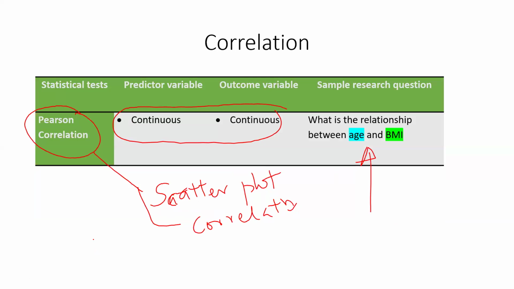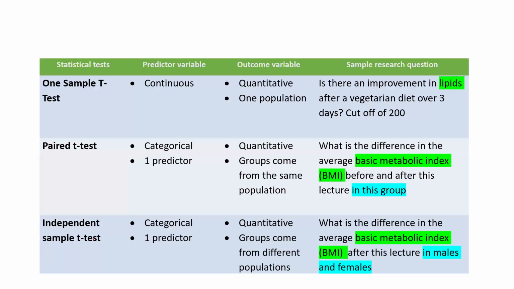Okay, the next one is t-test. There's one sample t-test, there's paired sample t-test, there's independent sample t-test. And I'm just quickly going to run through them, and have a sample analysis done for that. So look at this one sample t-test. Our variable is continuous. T-test is a parametric analysis. The outcome variable is quantitative.